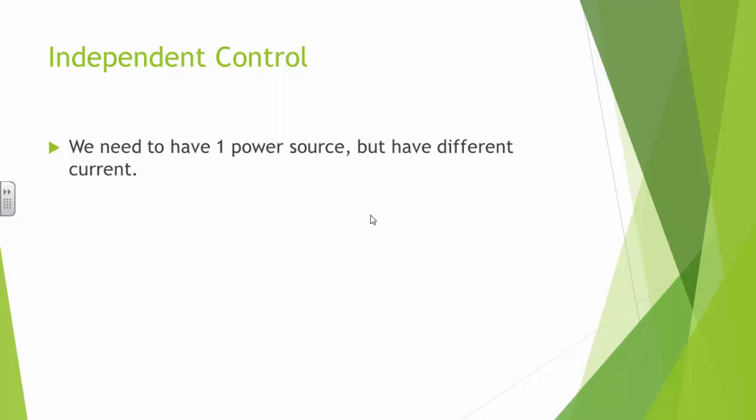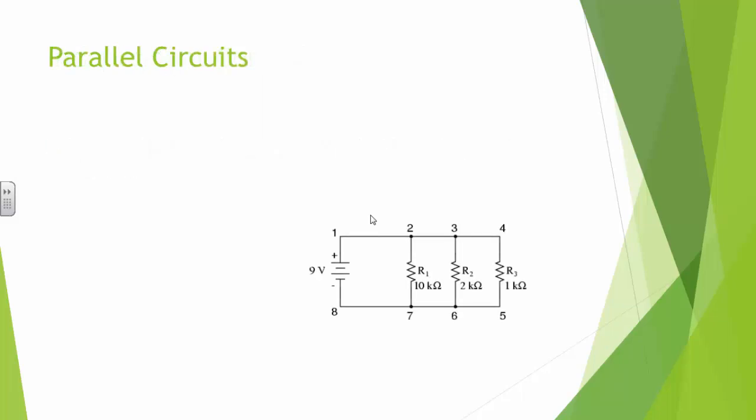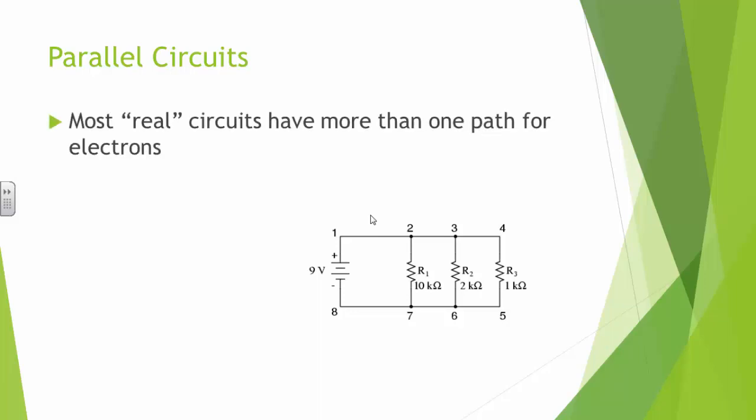So in cases where we need to have a single power source, like the main power that comes into your house, but we need to have different currents, we need a different design. And this is where parallel circuits come in. Parallel circuits are circuits where we have more than one path for electrons. If we look at this circuit here, we have the path through resistor 1, the path through resistor 2, and the path through resistor 3. Each one is independent to the others.